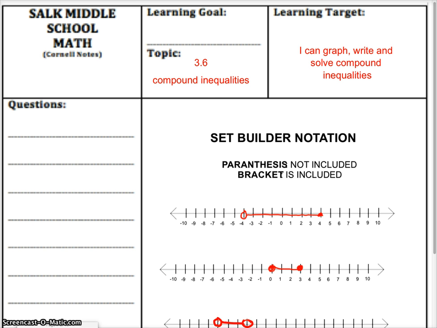So again, we're talking about compound inequalities. That means we either have an and statement or an or statement. That's what a compound is. And, or. With compounds, an and is a line smushed between two circles. Ors, I have two circles going in separate directions.